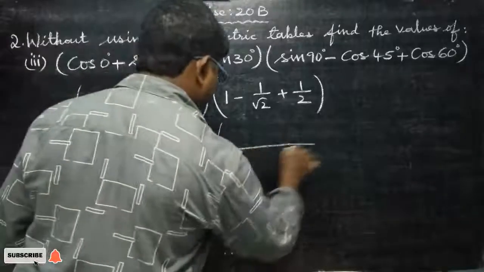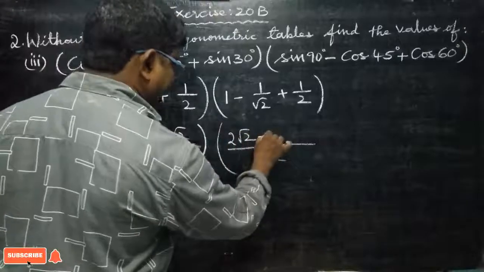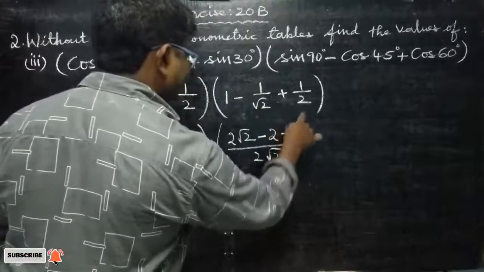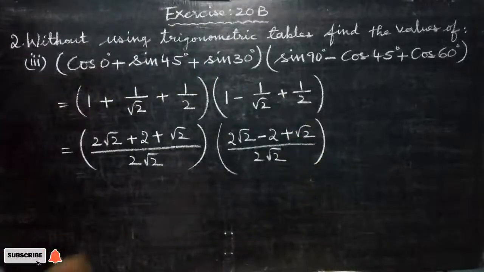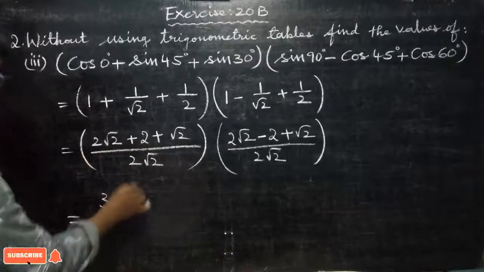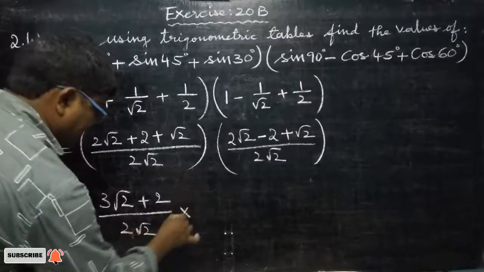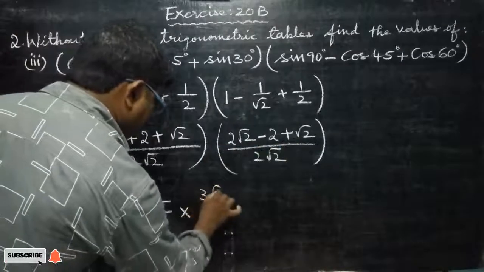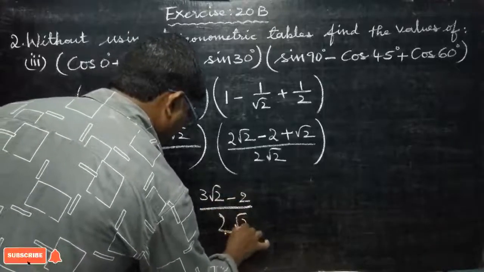And here also the same. 2 root 2 is the LCM. 1 into 2 root 2 is 2 root 2. Here minus is there, minus, root 2 goes into 2 root 2 two times. 2 ones are 2, plus is there, plus 2 goes into 2 root 2 root 2 times. So 1 root 2 is root 2. So that is equal to 2 root 2 plus root 2 is 3 root 2, plus 2, by 2 root 2, into, here also the same, 2 root 2 plus root 2 is 3 root 2, minus 2, by 2 root 2.